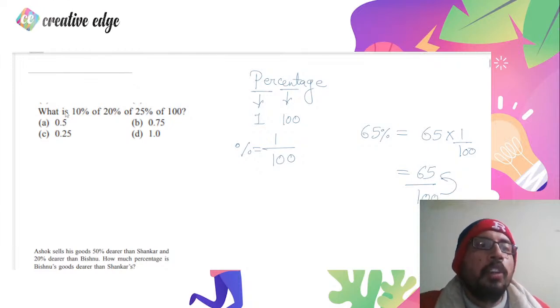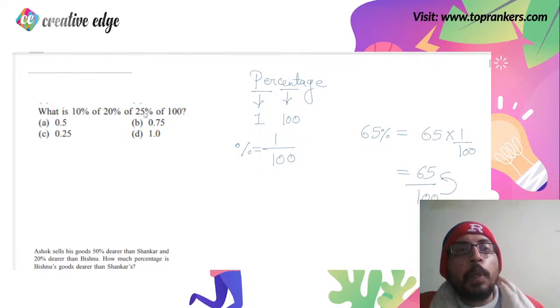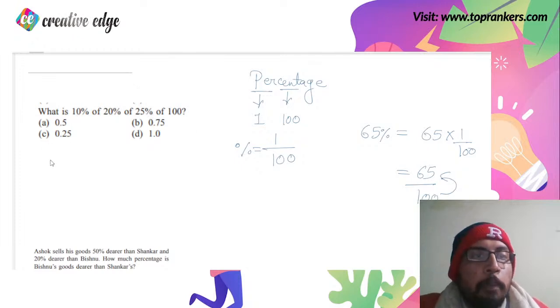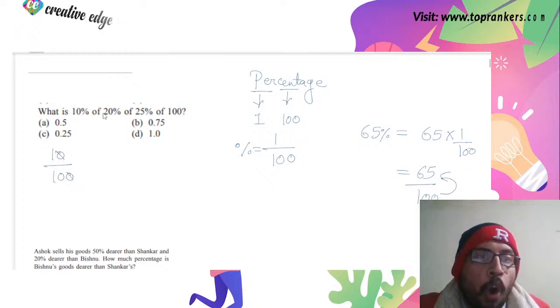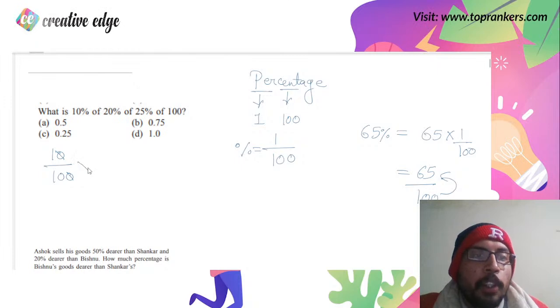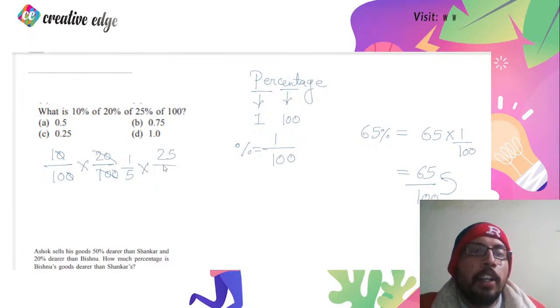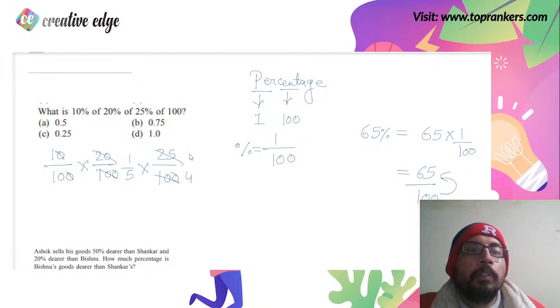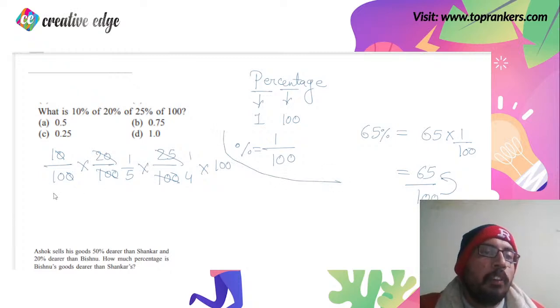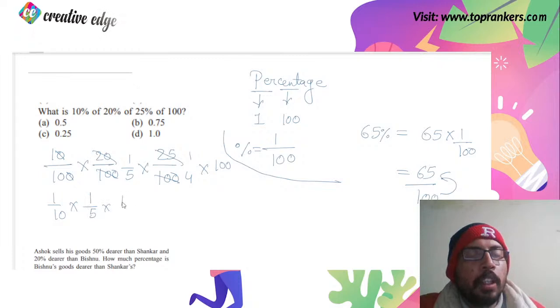Now our first question is, what is the 10% of 20% of 25% of 100? So the question reads 10%. 10% is 10 by 100, or you can simply say 1 by 10. Of means multiplication. 10% of 20%. 20% is 20 by 100, which is nothing but 1 by 5. Of 25%. 25% is 25 by 100, which is nothing but 1 by 4. Of 100. So you can see that 1 by 10 into 1 by 5 into 1 by 4 into 1 by 100.